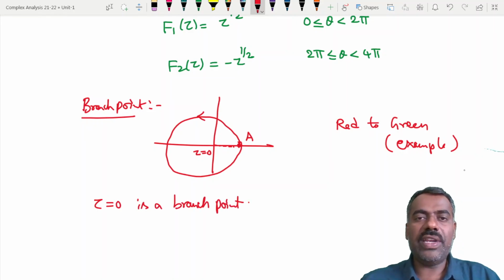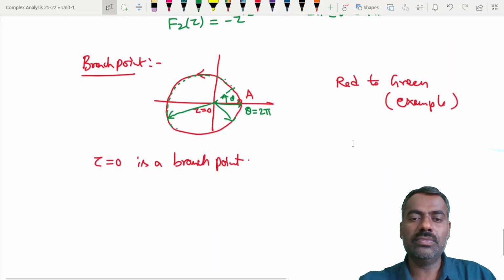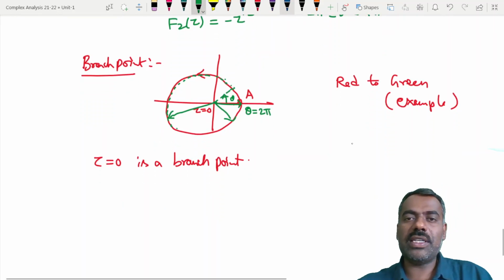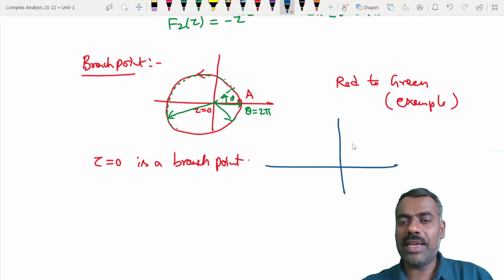Why? If you take z is equal to 0, and you move this one, this is some angle. If you move this A along this curve, that means if you move that point, then you will get all different angles. So finally, you will also get theta is equal to 2 pi also. Yes or no?